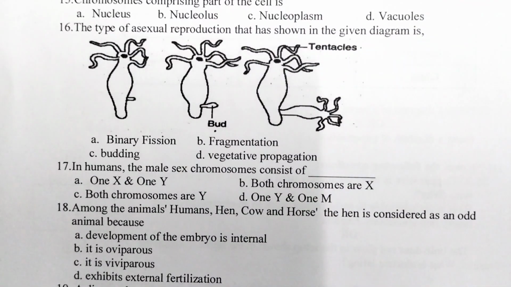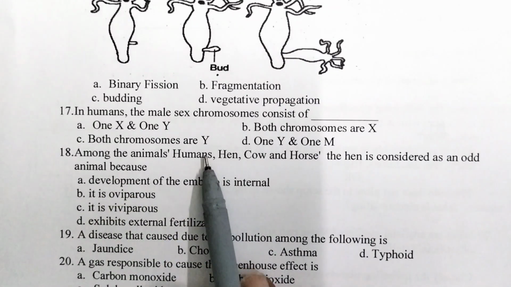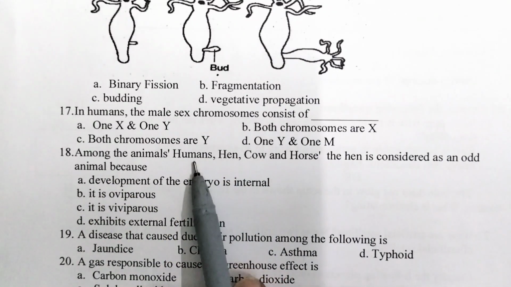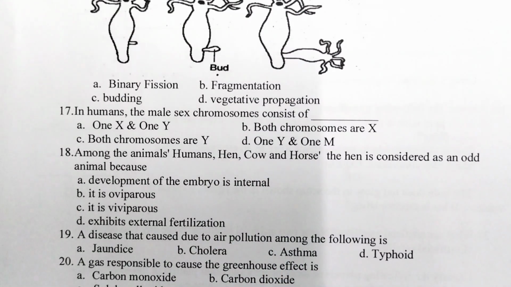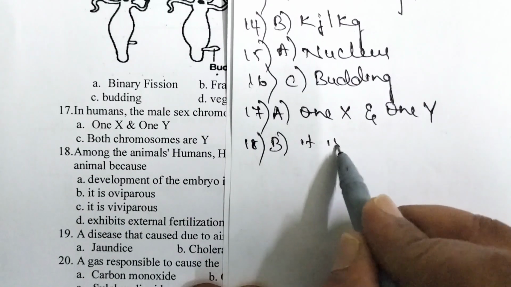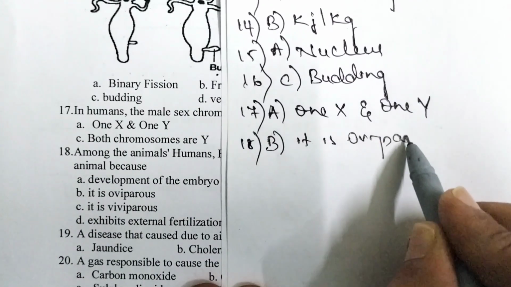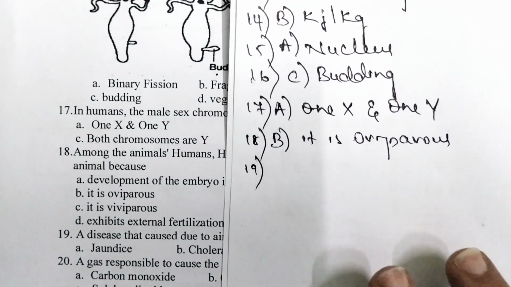Next, the 18th question. Among the animals human, hen, cow and horse, the hen is considered the odd animal because, human is viviparous, cow is viviparous and horse is viviparous, but the hen is oviparous. That means it lays eggs. Therefore, the right answer is option B, it is oviparous. The egg laying animals are called oviparous and those which give birth to the young ones are called viviparous.